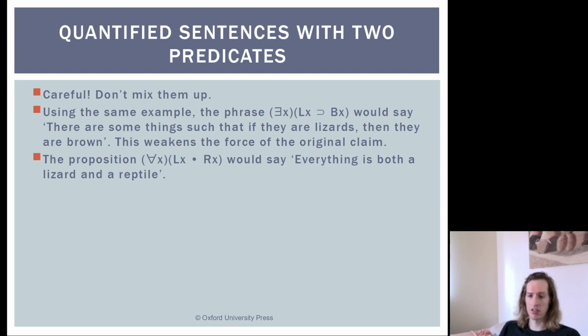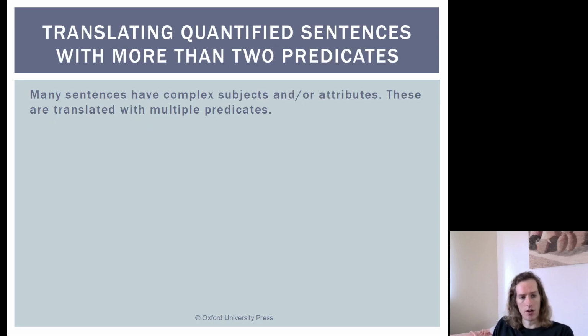And the proposition for all things x, Lx and Rx would be to say that everything is both a lizard and a reptile. For all things, these two properties are the case, being a lizard and being a reptile. It's pretty clear, I think, to most of us that that's not the case. So there are lots of things that you can think of that are not lizards or reptiles. A pencil, for example.